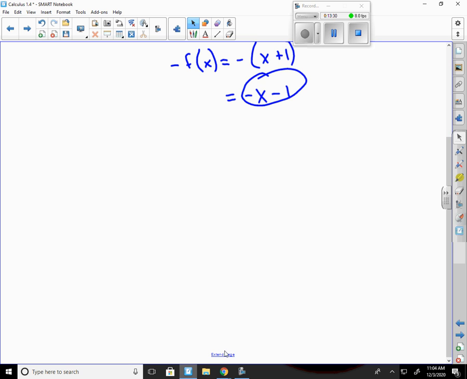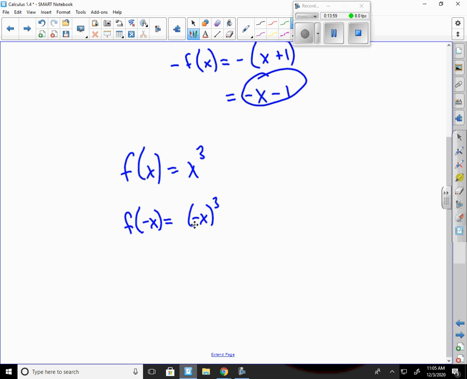If we looked at that x to the third, or x cubed, algebraically, if my original is f of x equals x to the third, then I first have to check it by doing f of negative x, so I plug a negative x in for x. Negative x to the third is still a negative x to the third.